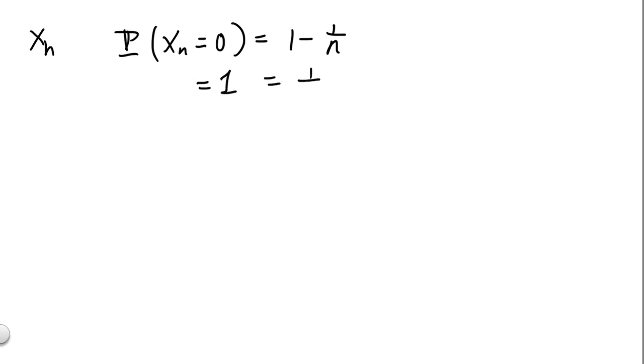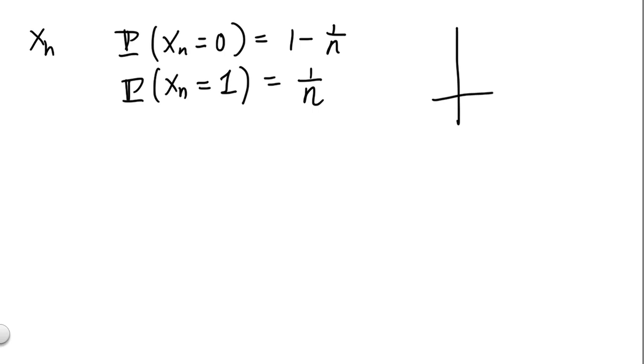In this exercise, we'll be working with the notion of convergence in probability, as well as some other notions of convergence of random variables that we'll introduce later. The first type of random variable is Xn, where Xn has probability 1 minus 1 over n to be at 0, and probability 1 over n to be at 1.